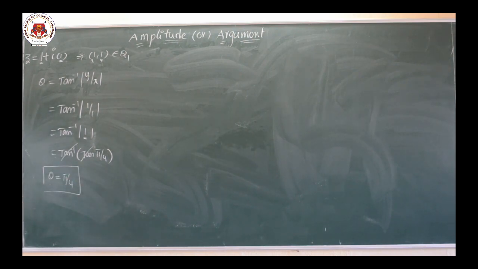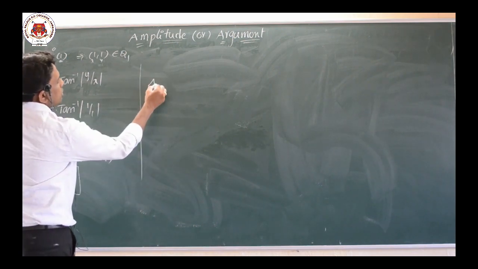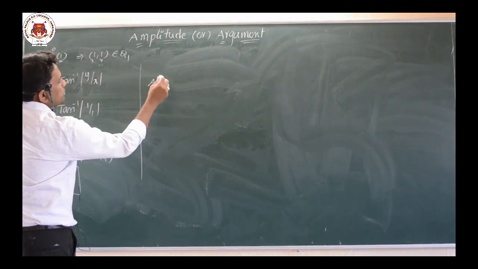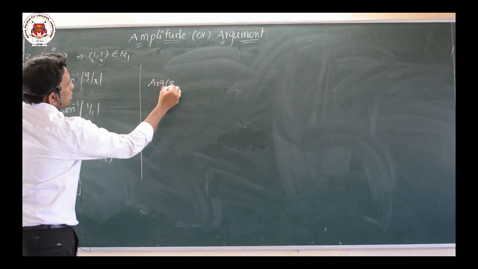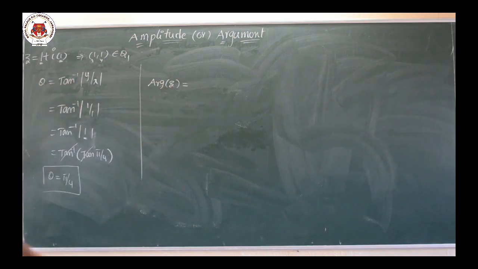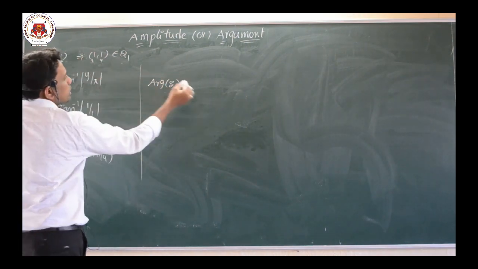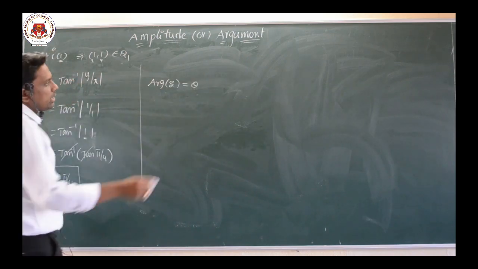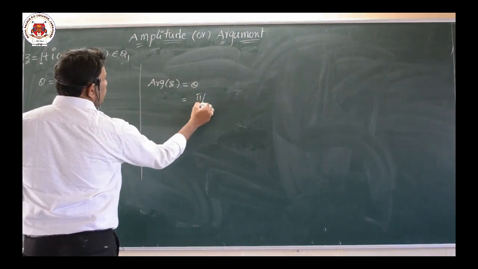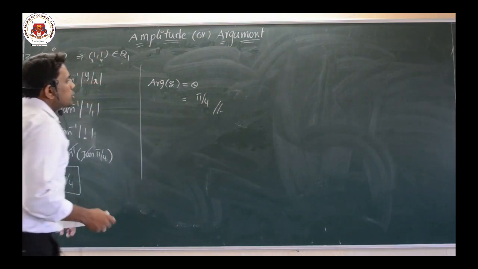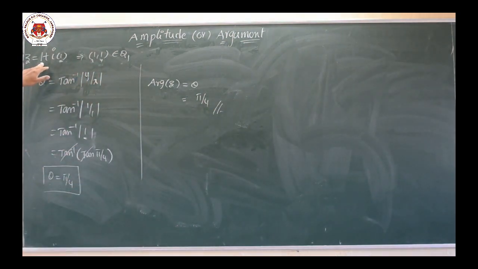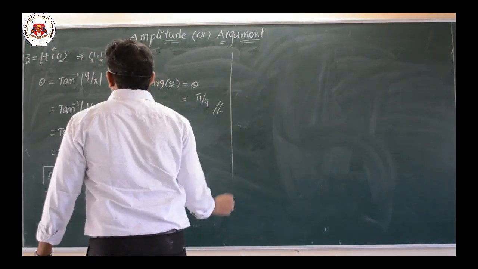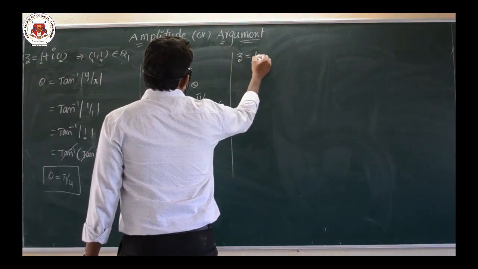Now we have to find the argument of Z. Argument of Z is nothing but, here in the first quadrant, the argument is nothing but theta. So what is the theta value? Pi by 4. So the argument of this complex number, what is the complex number? 1 plus i. The argument of the complex number 1 plus i is pi by 4. We will take one more example. So the next example is 1 minus i.